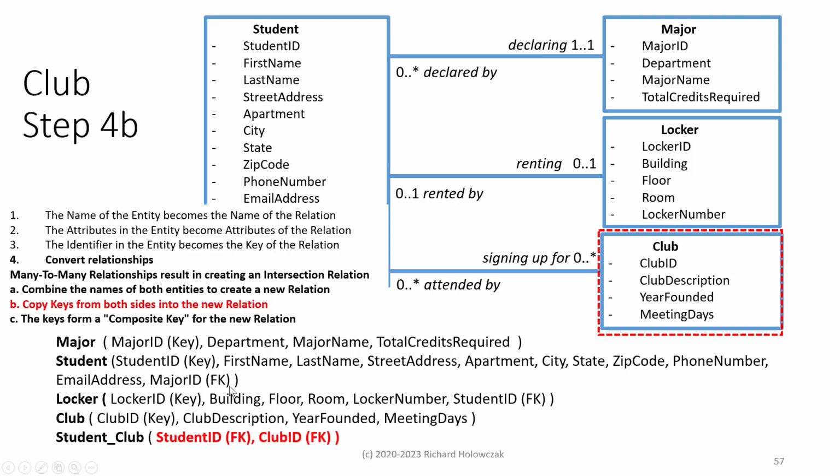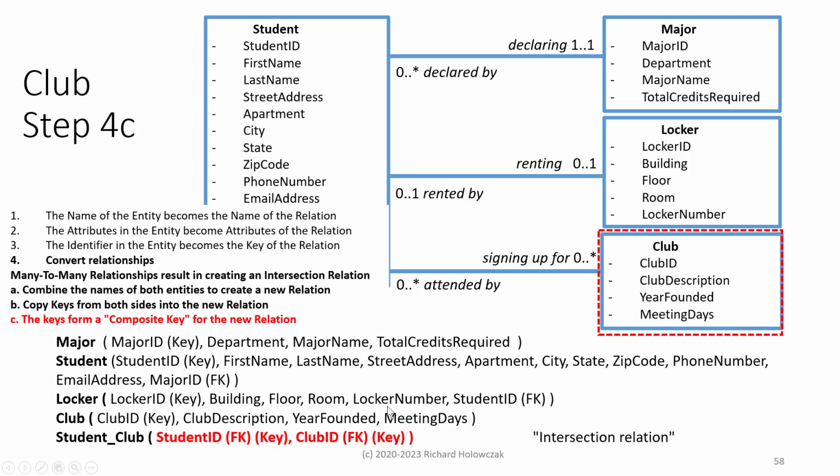The next step is to copy the keys from both sides. We copy the key from student, which is student ID, and we copy the key from club, which is club ID. Because student ID is a key, but it shows up in a different relation, we say that it is a foreign key. Club ID is a key in club, it shows up in another relation. We call it a foreign key.